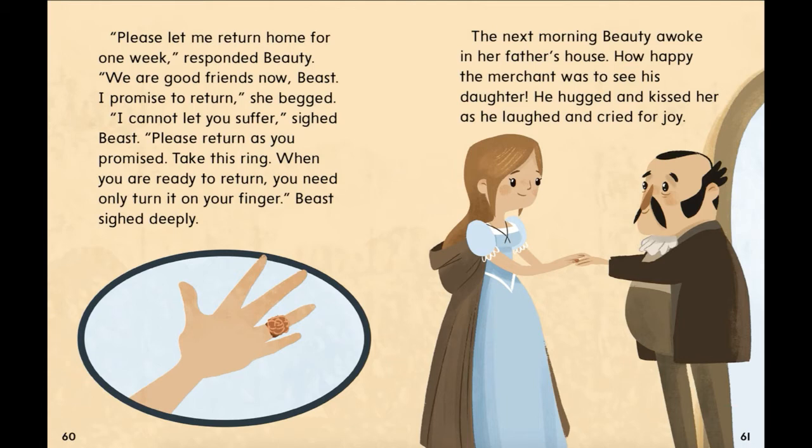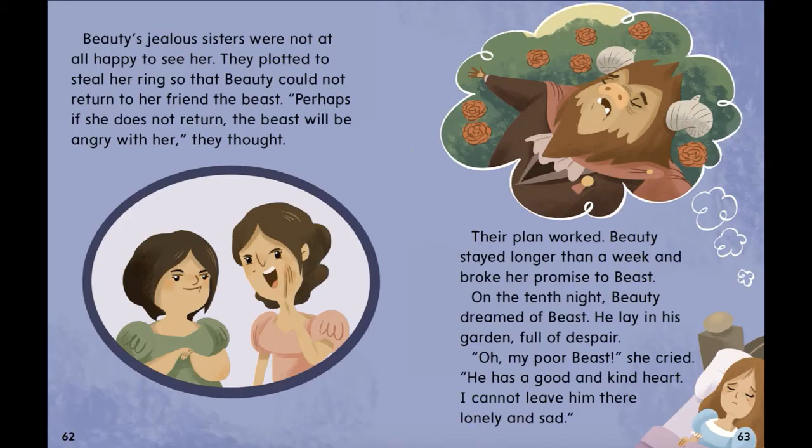Beast sighed deeply. The next morning, Beauty awoke in her father's house. How happy the merchant was to see his daughter. He hugged and kissed her as he laughed and cried for joy. Beauty's jealous sisters were not at all happy to see her. They plotted to steal her ring so that Beauty could not return to her friend the Beast. "Perhaps if she does not return, the Beast will be angry with her," they thought.